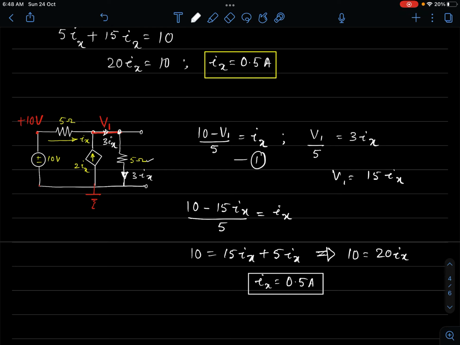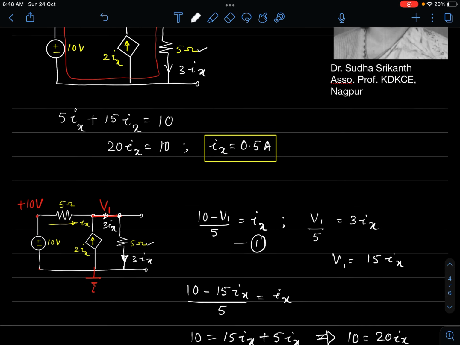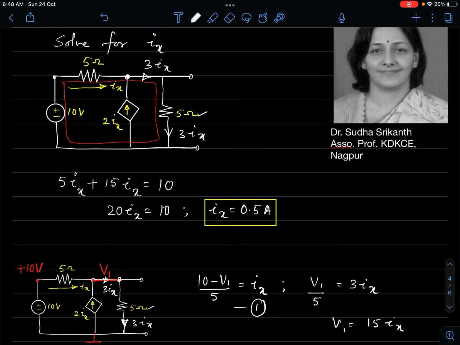It is as simple as that. Either method, either way, it's perfectly fine. Whether you do the problem by mesh analysis or by nodal analysis, you have to get the same result. Whichever you find convenient, you can always adopt and then do. I have the video here also, and the problem is available here.